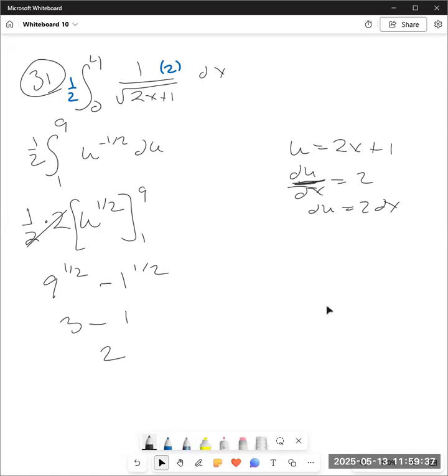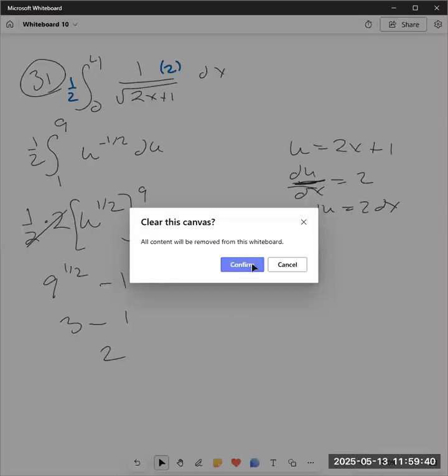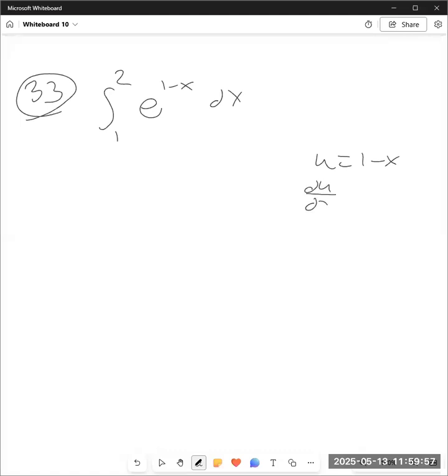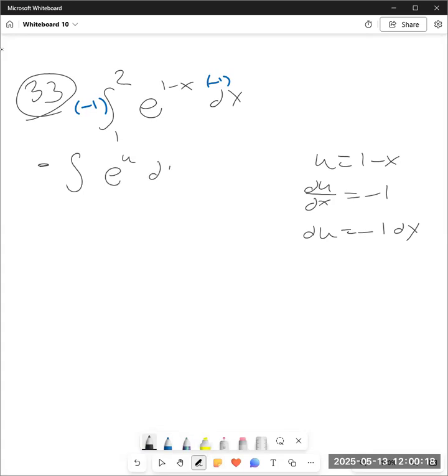Let's look now at number 33. And this will wrap up this video. Integral from 1 to 2, e to the 1 minus x dx. u is 1 minus x. du dx is a -1. du is a -1 dx. So we have -1 and its reciprocal -1. So this is a negative integral of e to the u du.